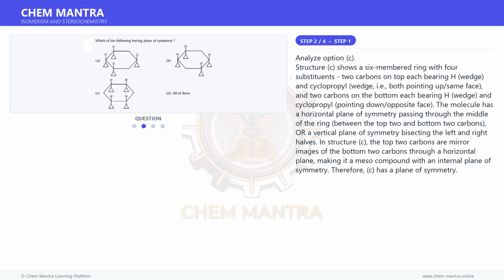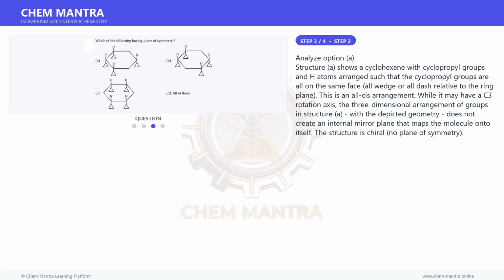The molecule has a horizontal plane of symmetry passing through the middle of the ring, between the top 2 and bottom 2 carbons, or a vertical plane of symmetry bisecting the left and right halves. In structure C, the top 2 carbons are mirror images of the bottom 2 carbons through a horizontal plane, making it a mesocompound with an internal plane of symmetry. Therefore, C has a plane of symmetry. Moving on to the next step.